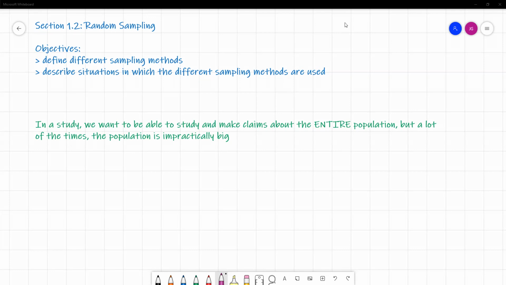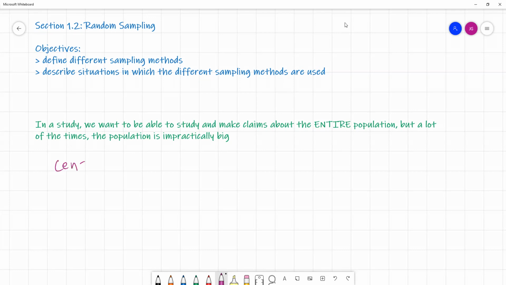Think of the census as one idea of wanting to study the entire population of the United States, right? But let's think about the things that come with it. There's a reason why the census is only done every 10 years. And you don't really need to write this down. I'm just giving you an example of one way that studying an entire population is impractical.